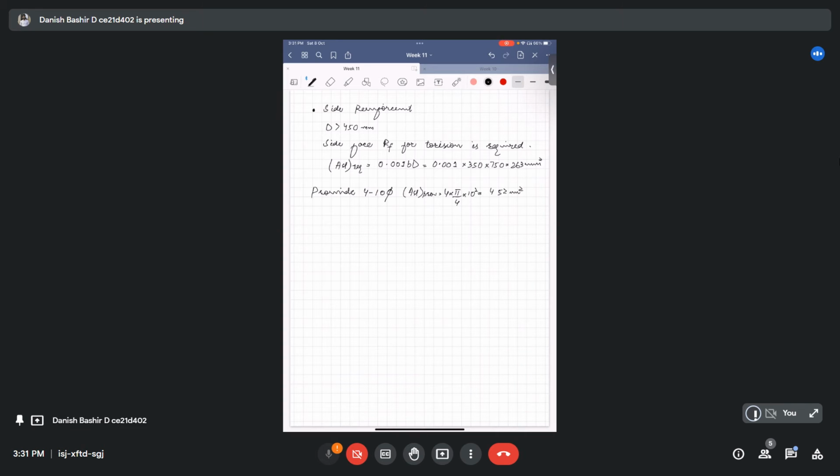Actually, sorry, this is 314 square. Okay. So we provided this value, side face reinforcement. Now we are finished with the longitudinal reinforcement. Now we have to go to the transverse reinforcement.